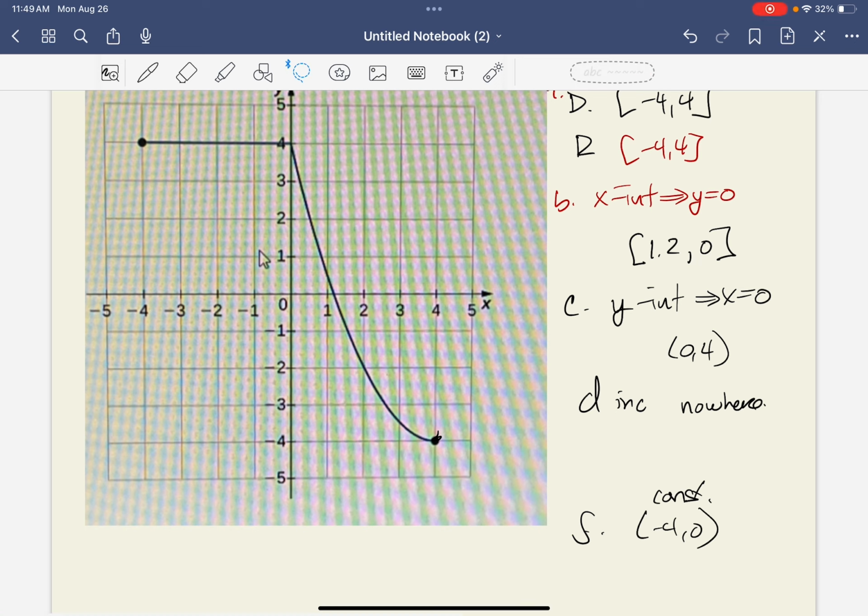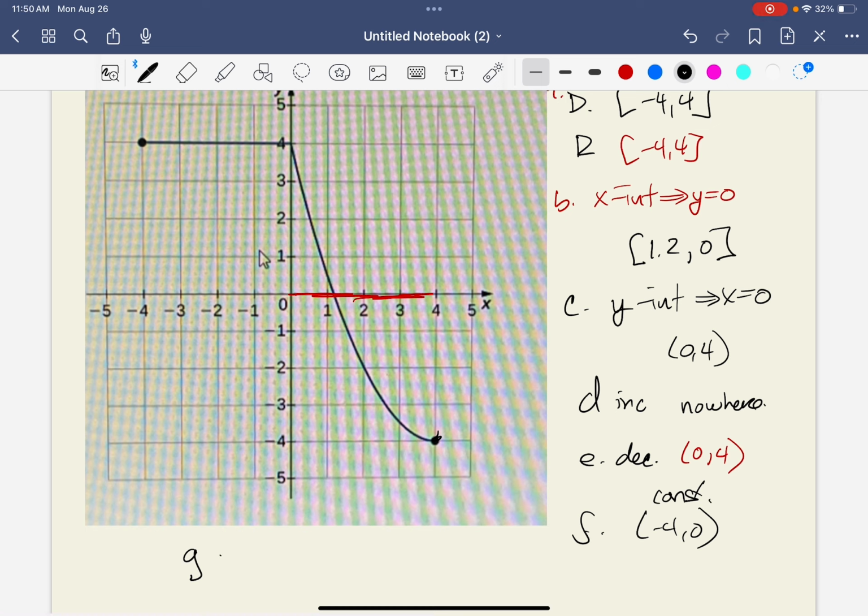And part E actually asks, where's this thing decreasing? And we can see that it's decreasing as we walk from left to right on this part of the graph. That means it would be for these inputs. So it looks like it's decreasing from 0 to 4. On all of these, increasing, decreasing, and constant, we only use open intervals.